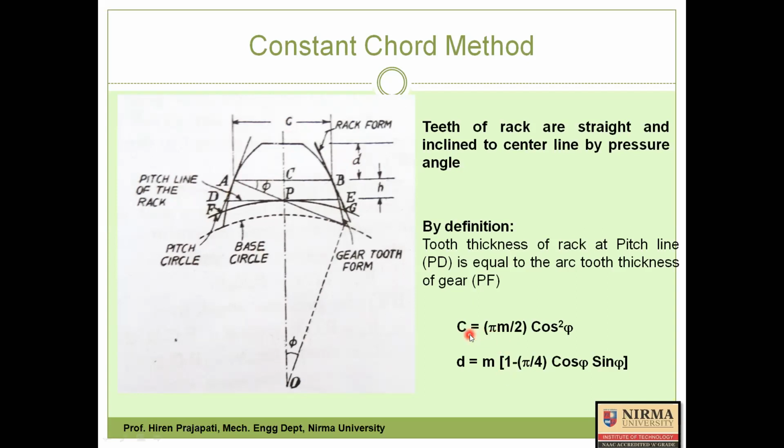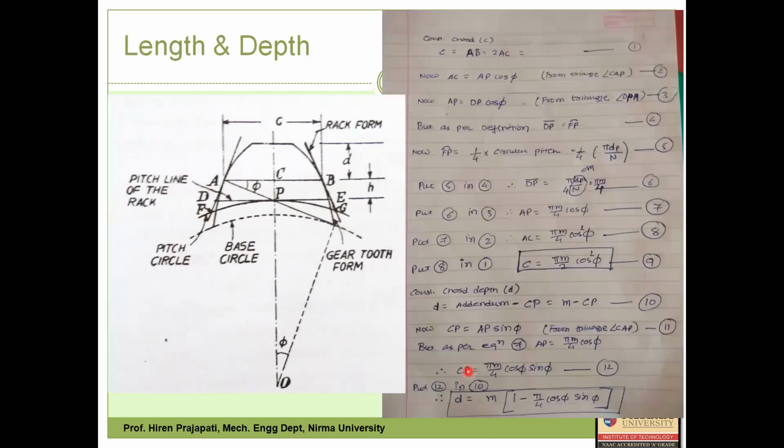And before moving further in the derivation, if you see these equations, C and D are functions of module. They are not functions of the total number of teeth present on the gear, which was the case for the gear tooth vernier caliper and base tangent methods. In the constant chord method, C and D are independent of the number of teeth on the gear wheel. They depend only on module. So if you take two gears with the same module but different numbers of teeth, then the values of C and D remain constant. That is the basic principle, the basic crux of this theory. So that we will see now, the derivation.